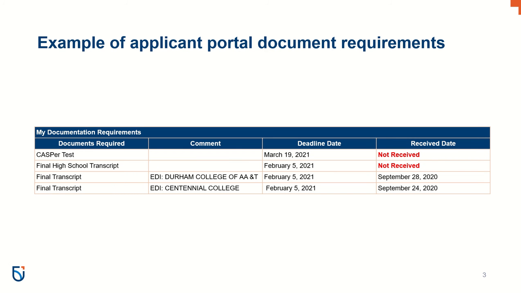Here's an example of your document requirements in your applicant portal. As you can see on the left, we list all the required documents, and the next column, titled Comment, will have further details as to what we require from that document. And then we'll give you our deadline dates and a status of if your document has been received or not. If it has been received, there will be a date populated, and if it is not, it'll say not received.